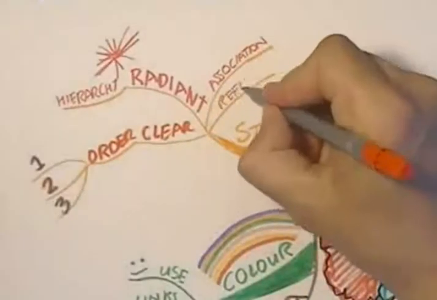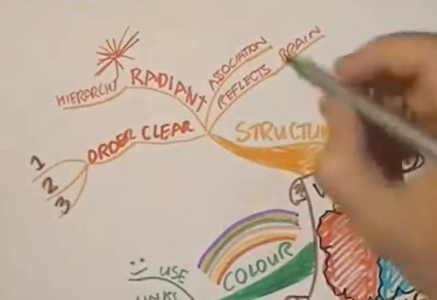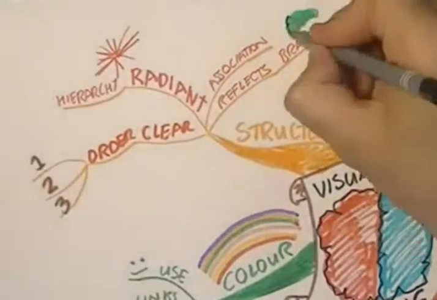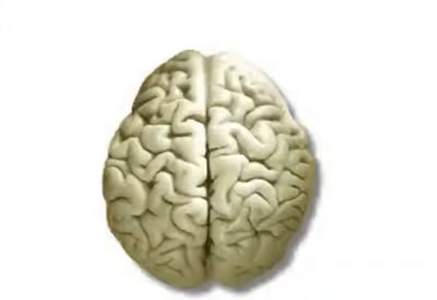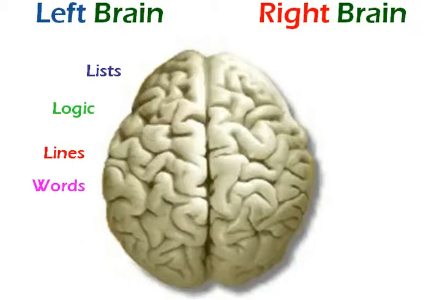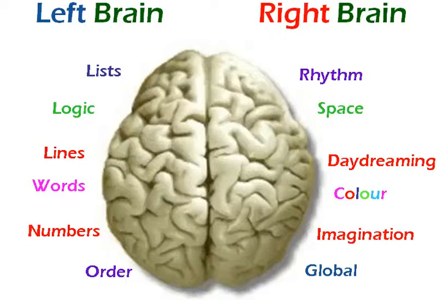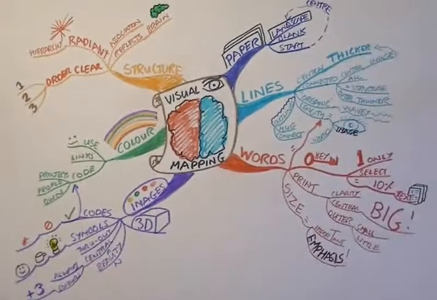And perhaps most importantly, this technique reflects the way our brain functions. We have two sides to our brain. We have a left brain hemisphere and a right brain hemisphere. The left brain likes things like lists, logic, lines, words, numbers, and order. The right side of the brain likes rhythm, space, daydreaming, color, imagination, and the global perspective, the big picture perspective. And if you look at all those brain qualities, the visual map reflects all of that and uses all of that, which makes it very, very powerful.